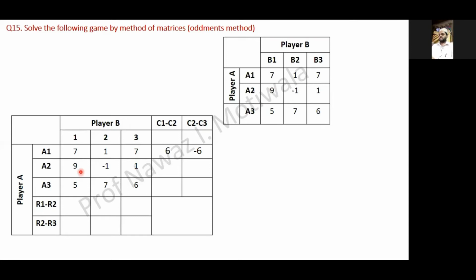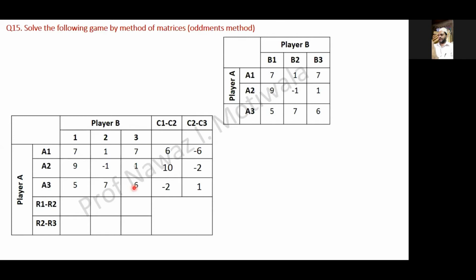Then the next row: 9 minus of minus 1, so I will get the answer as 10. Minus 1 minus 1, so it will be minus 2. Then next, 5 minus 7, I will get minus 2. 7 minus 6, I will get 1. So all these values I got when I subtracted C1 minus C2 and C2 minus C3.